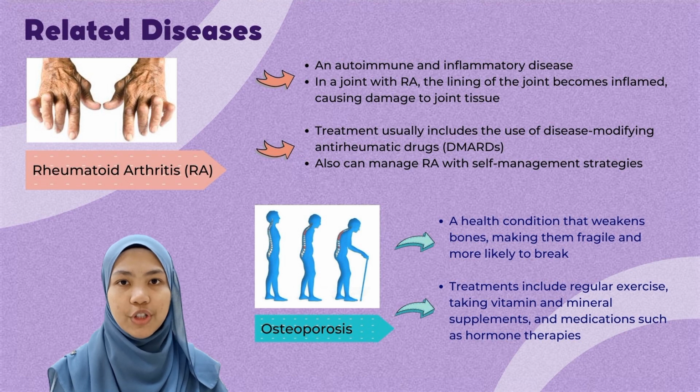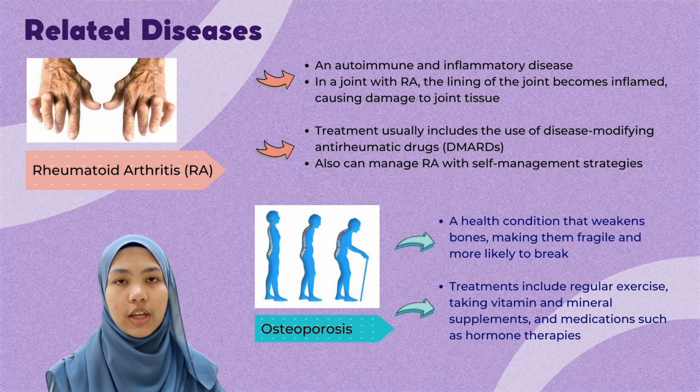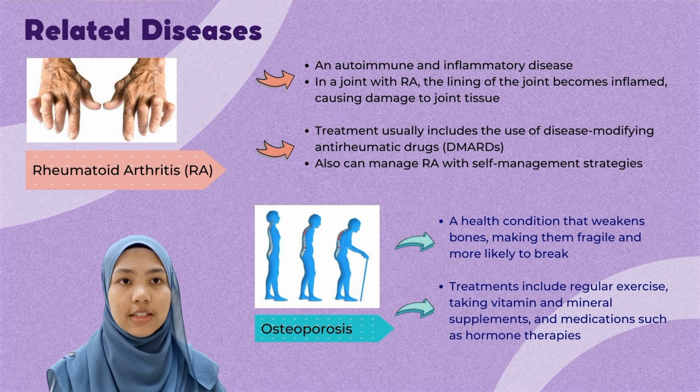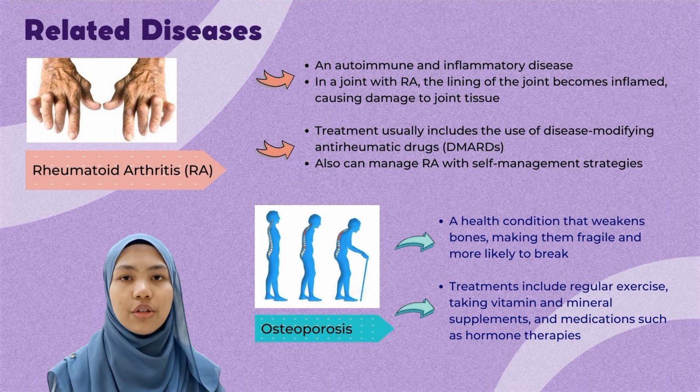The treatment of osteoporosis includes regular exercise that can strengthen the bones and all the tissue connected to them. Next is taking vitamin and mineral supplements according to the appropriate prescription from health providers. And also medications such as hormone therapies like replacement estrogen or testosterone also can help with osteoporosis.